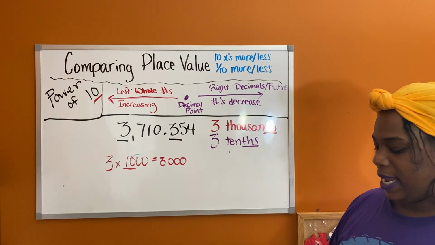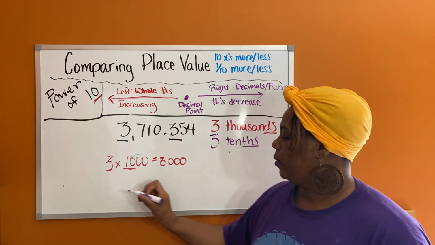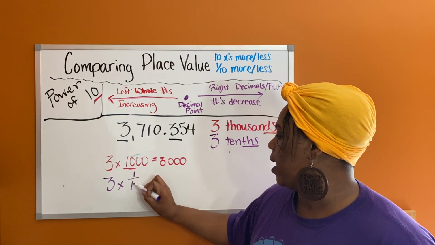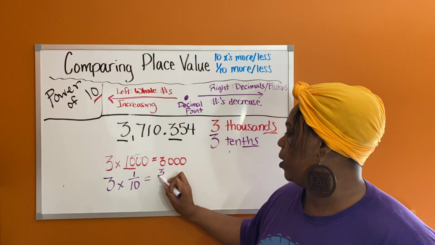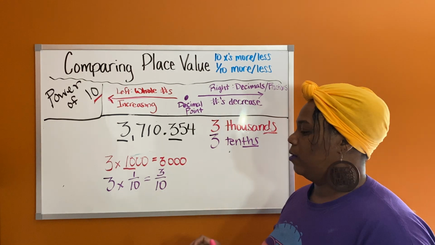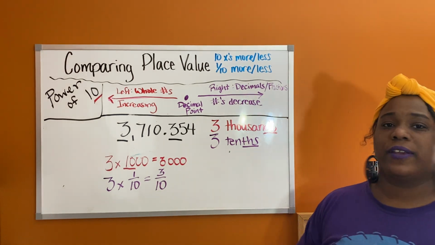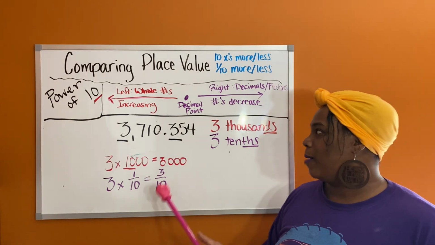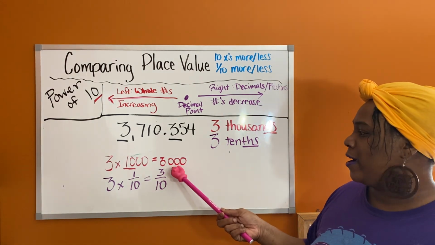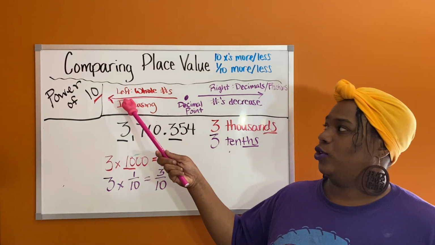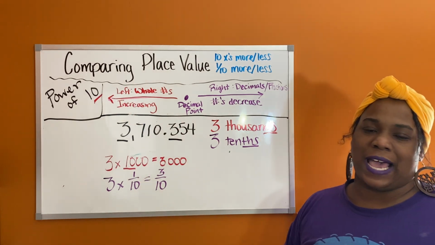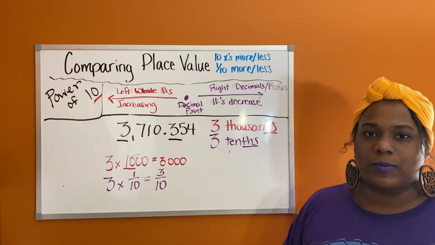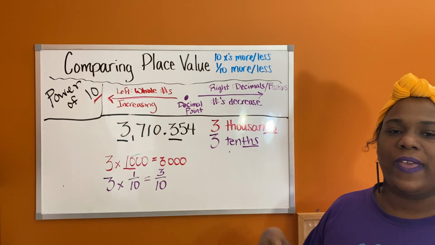Now, how do I get these tenths? 3 times 1/10 gives me 3 tenths. All right. Well, that's a big difference, isn't it? Right? Tenths, I'm over here in decimal land, and here I'm very deep into whole number land. I'm in the thousands place, which is the fourth place value to the left of the decimal point. So I'm kind of deep in there.